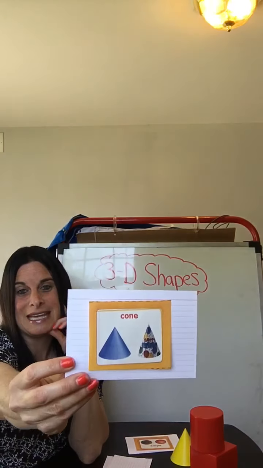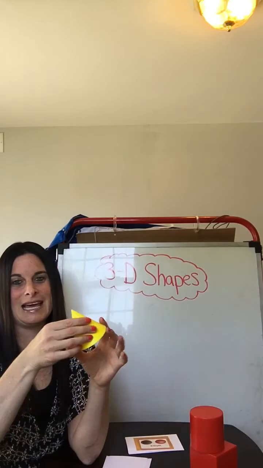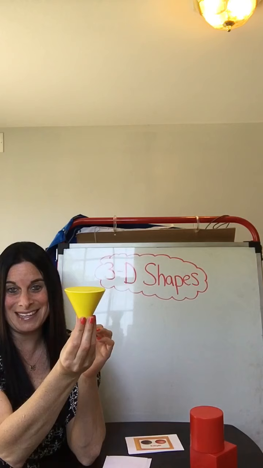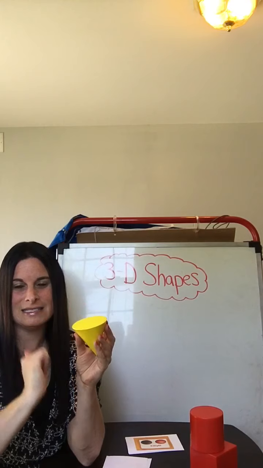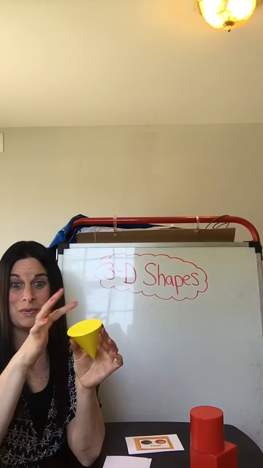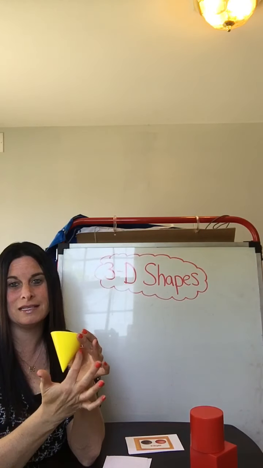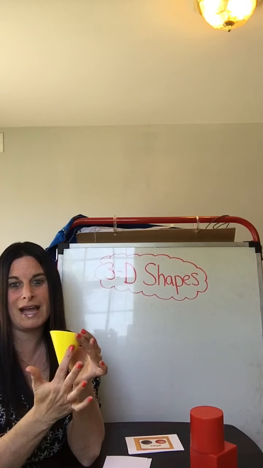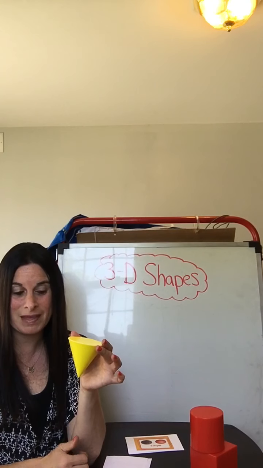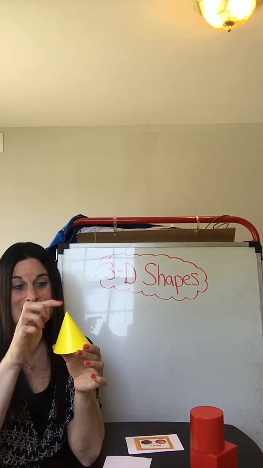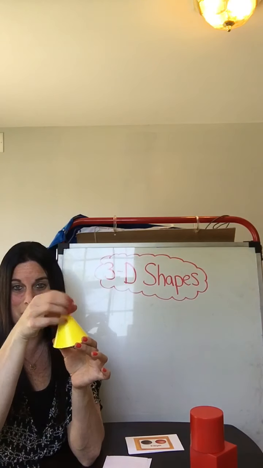All right, here is my next one. My next one is a cone. You might think of this like an ice cream cone, right? So this has how many flat sides? Good, 1 flat side. And this too also has a round part that goes all the way around. And guess what? This has 1 vertice. It has 1 point, where it meets.